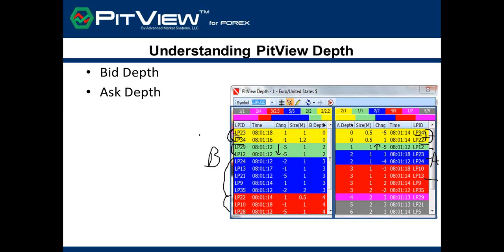It can be very volatile when it moves. It's very hard to get a clear picture because it seems like you're watching a Japanese animation movie sometimes when you're watching PitView Depth, because all these colors are changing so fast.